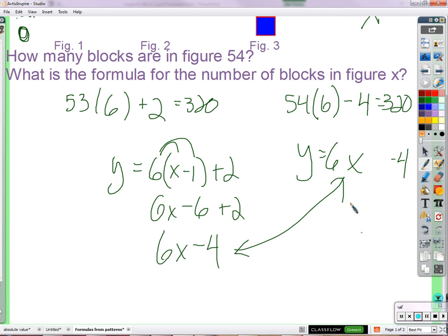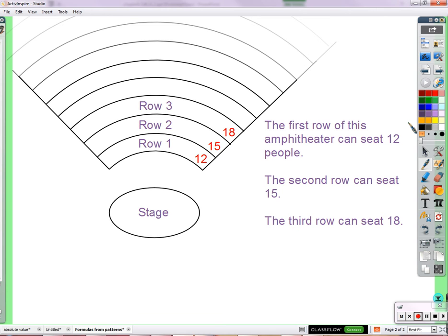Okay? Good job. Now, let's see if we can apply it to a slightly different situation, okay? Read that explanation on the right. If you have any questions, I haven't even asked a question yet, so if you have any questions about what this means, do you know what an amphitheater is?